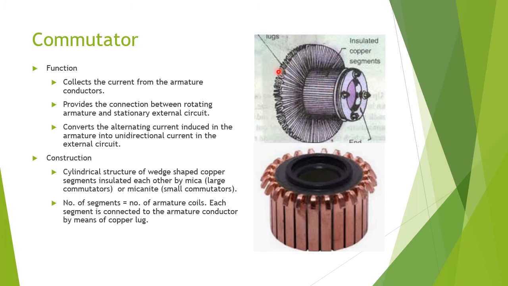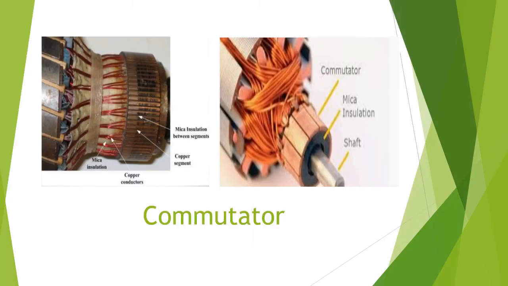Here this is the copper lug. Each armature coil is connected to a copper lug. So the number of segments will be equal to the number of coils. Here these are the copper lugs. Each coil is connected to a lug. And you see in this diagram the armature coils are connected to the lugs. Here you see each segment has mica insulation.